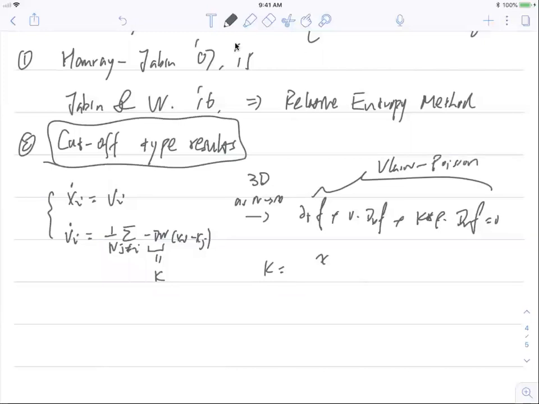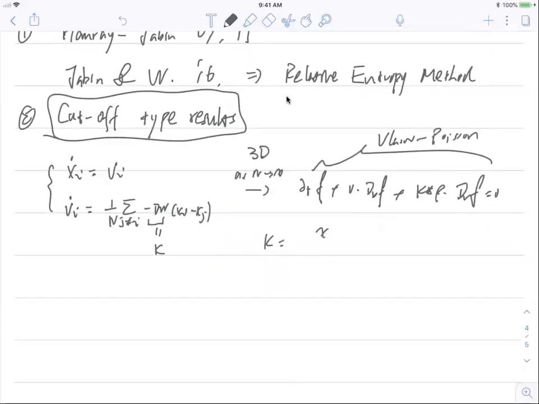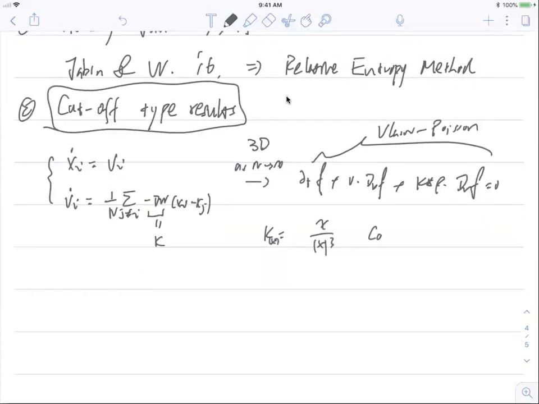So in this case, Kx is just the Coulomb force. As I said, if you want to use exactly this system and get convergence to exactly the Vlasov-Poisson system, this is still open. But there are some results.